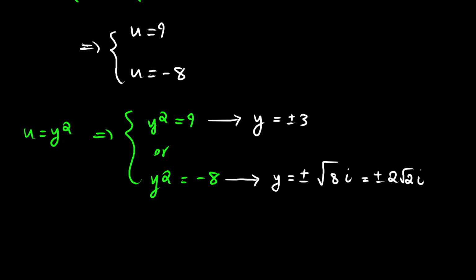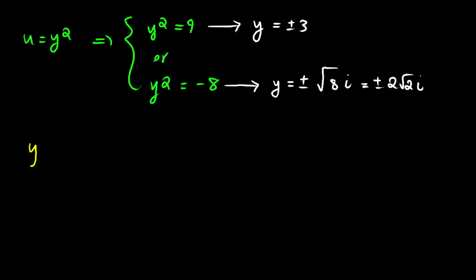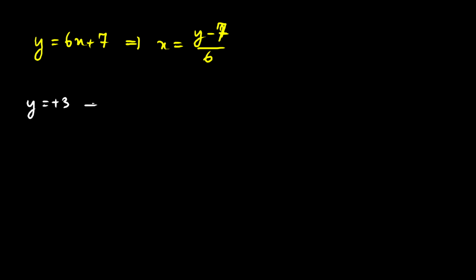So we have solved for y, but we wanted to solve for x. And we know that y is equal to 6x plus 7. Therefore, if I solve for x, I will have x equals y minus 7 divided by 6. So this is a 7, sorry about that. And we can say that if y equals positive 3, then x is going to be negative 4 over 6, which reduces to negative 2/3.